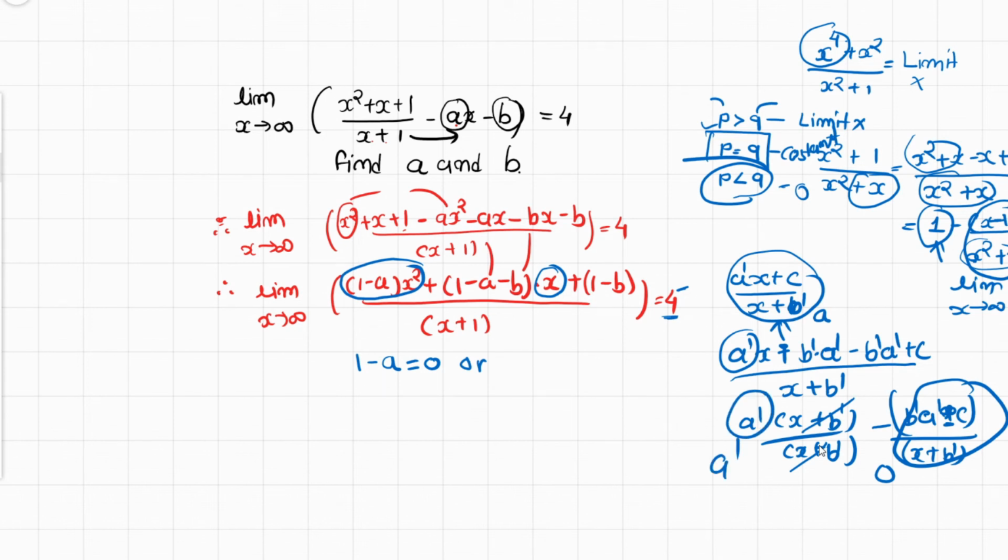So to get answer 4, what should be the value here? The value of 1 minus a minus b should be 4. So we will try to solve this. So a will become 1. If we put this value here, it will become b is equal to minus 4. So this is our answer.